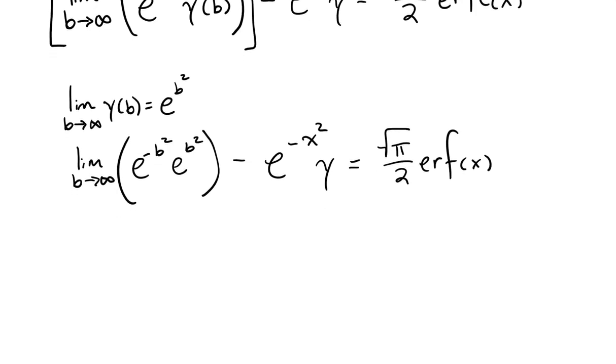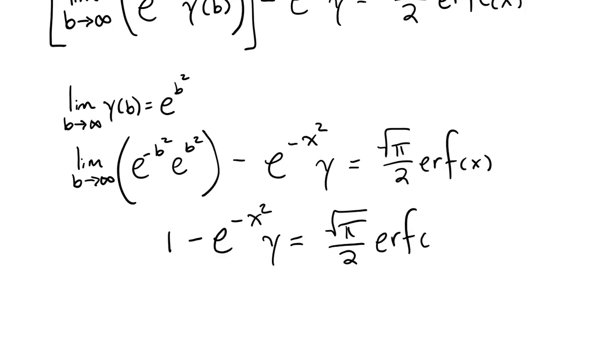E to the minus b squared times e to the b squared, the two exponents add up to 0, e to the 0 is 1, and then the limit as b goes to infinity of 1 is just 1. So we get 1 minus e to the minus x squared y is equal to the square root of pi over 2 times the complementary error function of x. And once again, I didn't write that up there.